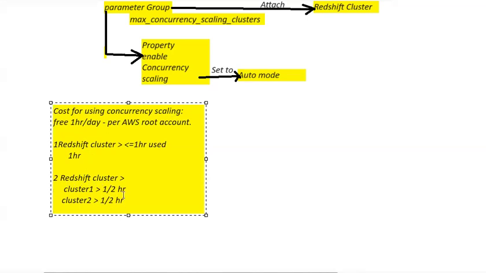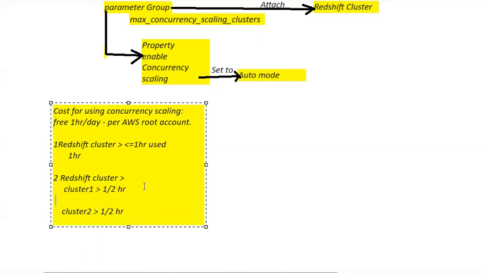So let's say you used your cluster 1 for 1 hour. Then do you charge it? Yes. If you use it for 1 hour, you will be charged for half an hour. So how will this concurrency scaling charge? This concurrency scaling will charge you per second.